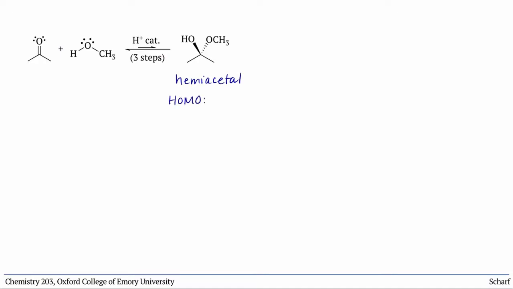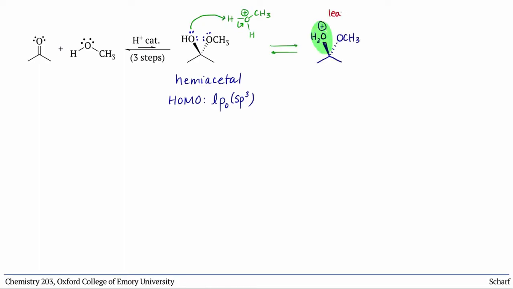There are four sp3 hybridized oxygen lone pairs. Any of them could be a decent donor orbital, and under acidic conditions, there are H+ sources around, such as protonated methanol, which offer good acceptor orbitals, sigma star OH with a positive charge. If one of the lone pairs on the OH is protonated, it becomes a pretty good leaving group, and the lone pair on the adjacent oxygen can swing down to kick out water.